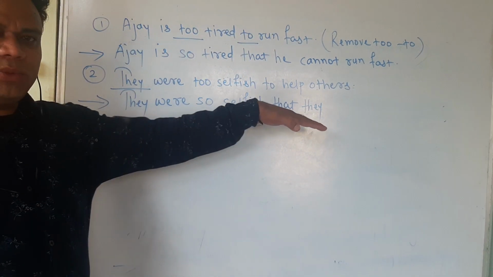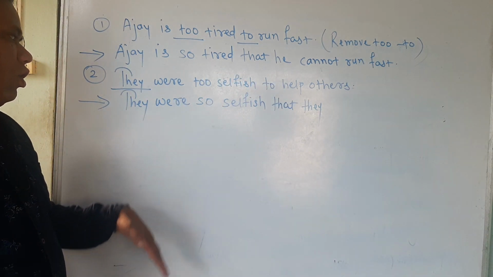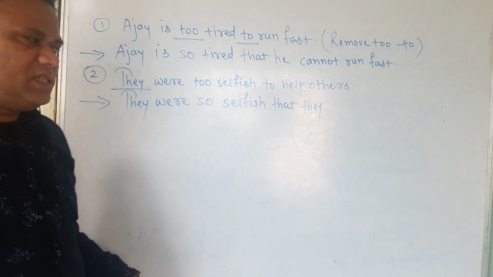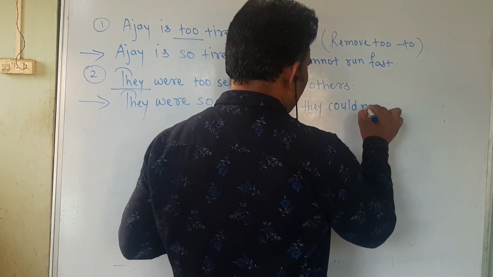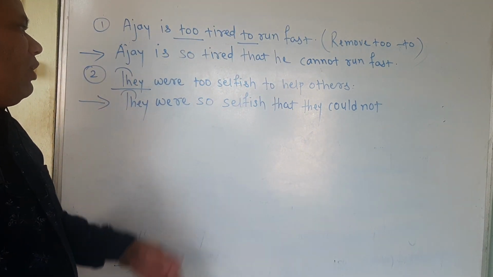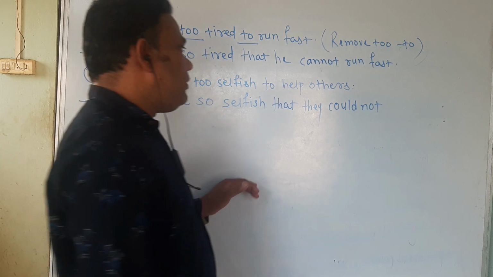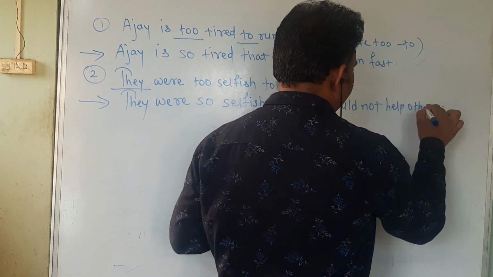Then after using the pronoun, according to the tense, we have to use cannot or could not. Where is there means past tense is there. So we have to use could not. Now the remaining words. What are the remaining words? They could not help others.